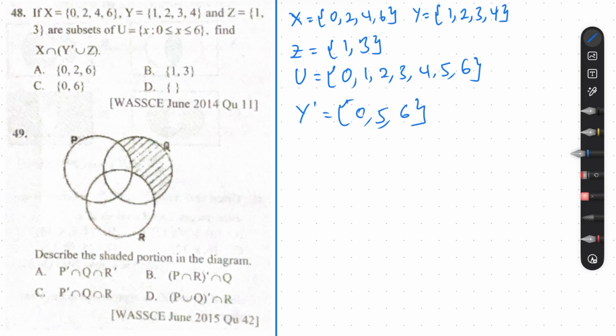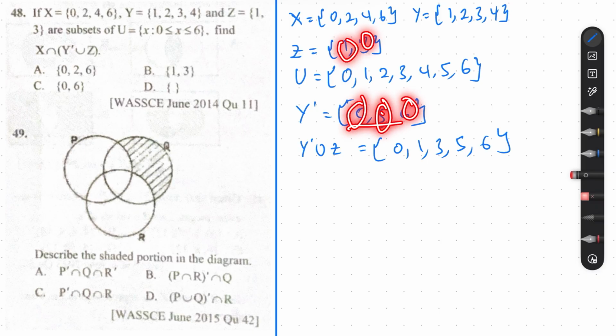And then union z. Our z is 1 and 3. So the union means everything in this and this together. So y complement union z will give us the set 0, 1, 3, 5, 6. That's everything.